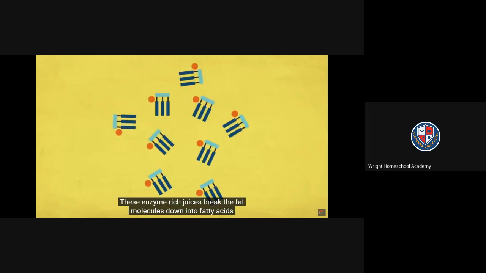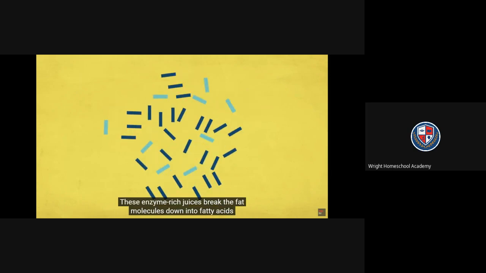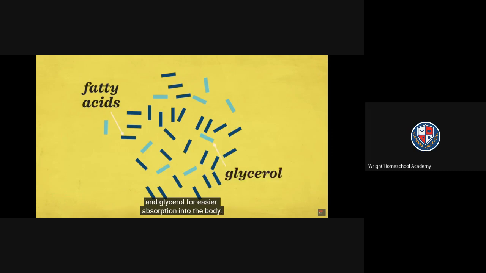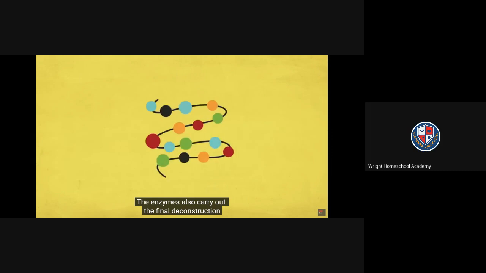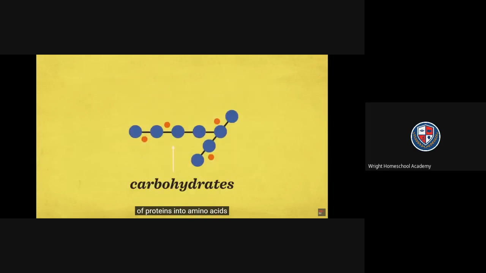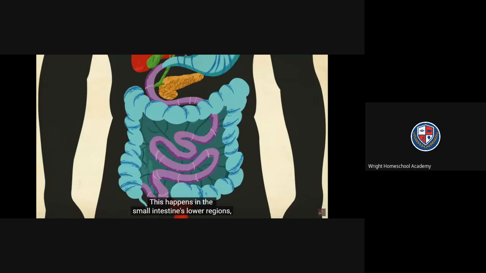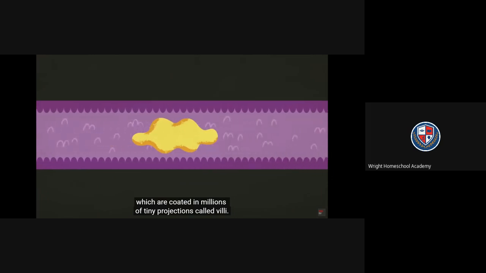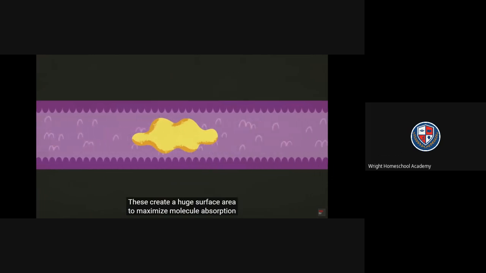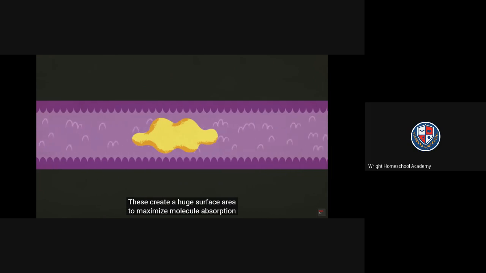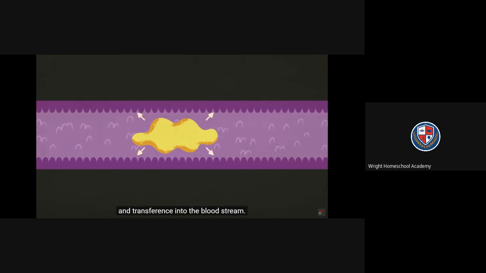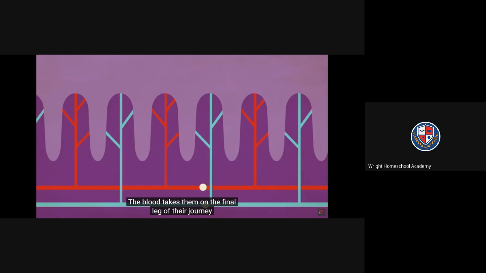These enzyme-rich juices break the fat molecules down into fatty acids and glycerol for easier absorption into the body. The enzymes also carry out the final deconstruction of proteins into amino acids and carbohydrates into glucose. This happens in the small intestine's lower regions, the jejunum and ileum, which are coated in millions of tiny projections called villi. These create a huge surface area to maximize molecule absorption and transference into the bloodstream. The blood takes them on the final leg of their journey to feed the body's organs and tissues.